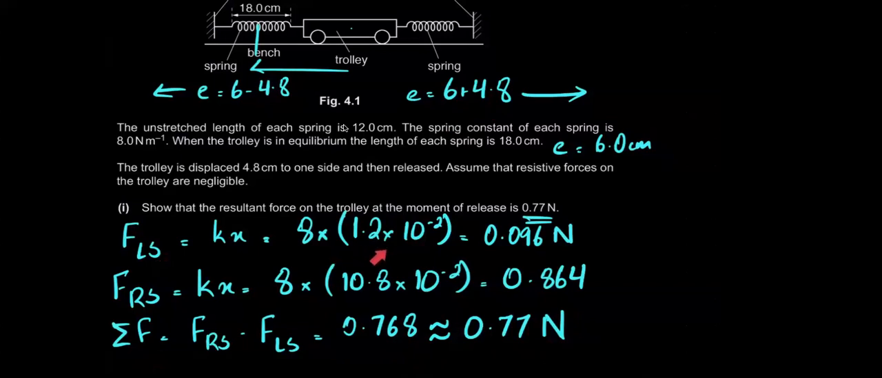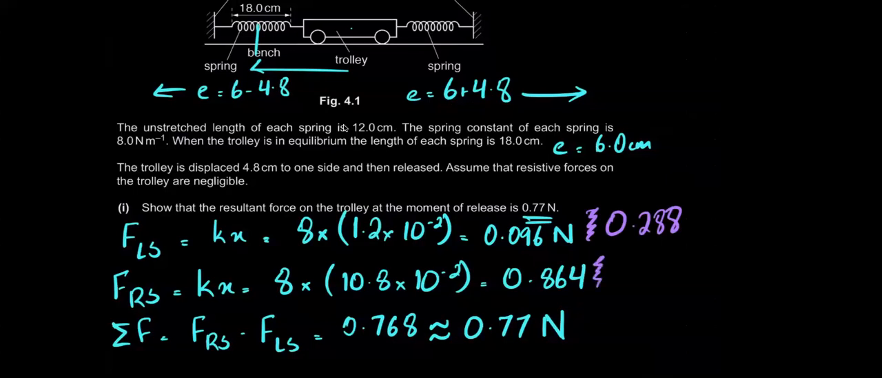So instead of 1.2, if I'm talking about the left spring, this would become 6 minus 2.4. So let me just do this for you. So this is 8 into 3.6, 10 to the negative 2. So this value would actually become 0.288. This value right here, so this would be 6 plus 2.4. So let me just write this in purple, just for explanation, although this really isn't required. This would be 0.288. The force on the right spring, so that would be 6 plus 2.4.